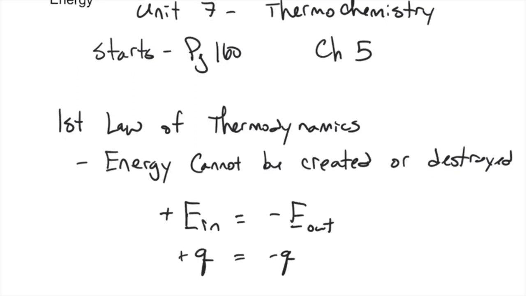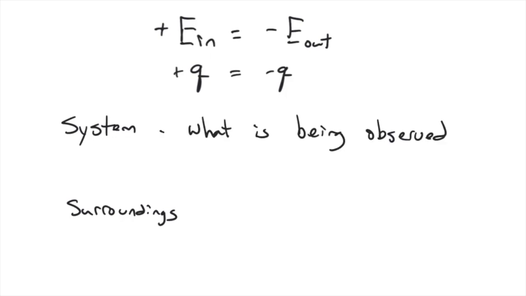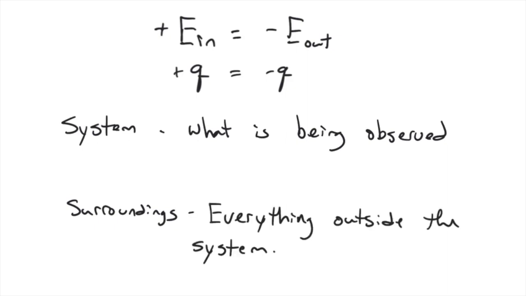And before we go any further, it's important that we define a couple of different things. Words, really, and those are system and surroundings. Now, the system is what's being observed. Sometimes the system is a sample of gas, or sample of solid, or sample of liquid. Sometimes a system is an entire chemical reaction. But either way, the observed matter, or the observed situation, is the system. And the surroundings, as you'd probably figure out, is everything that's not the system. Everything outside the system is considered the surroundings.